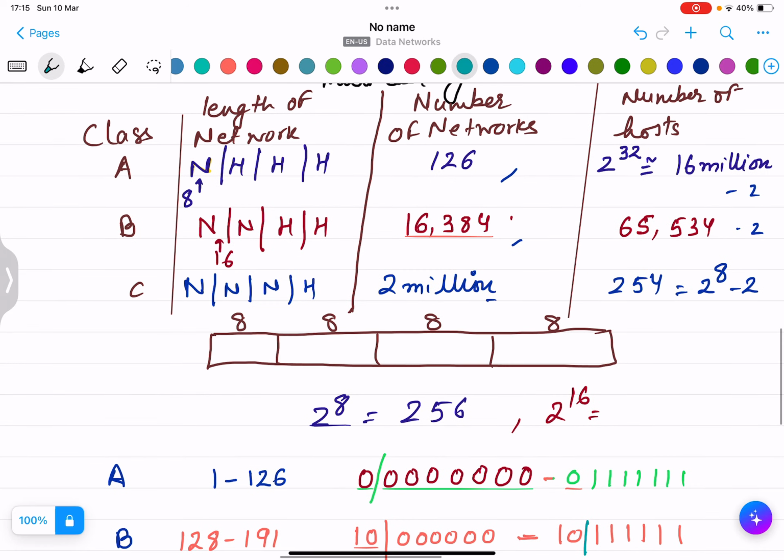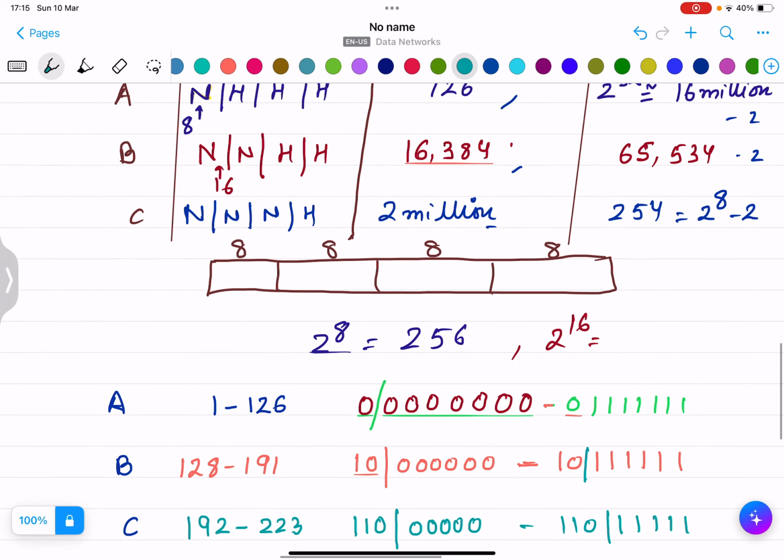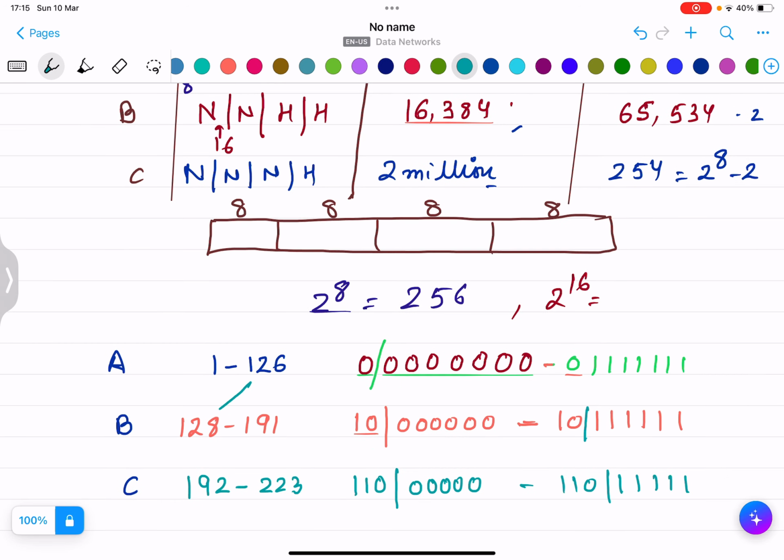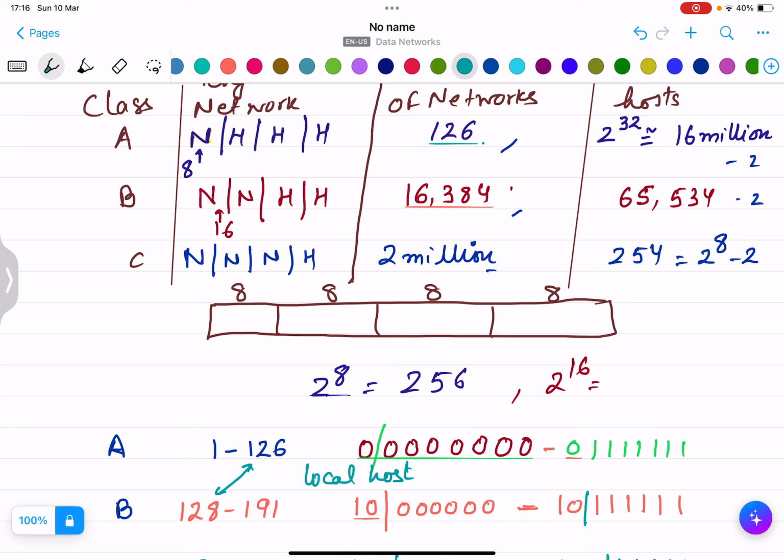Okay, so that's why it's 126 only instead of 256. Another thing which might come to your mind is why there's no 127 here, and the reason is that there's a term called local host, which you might have seen. So in class A, that 127 address is used for local host identification, meaning the loopback. Suppose the host wants to communicate with itself, that particular address is used for that purpose. That's why we don't have 127 here.